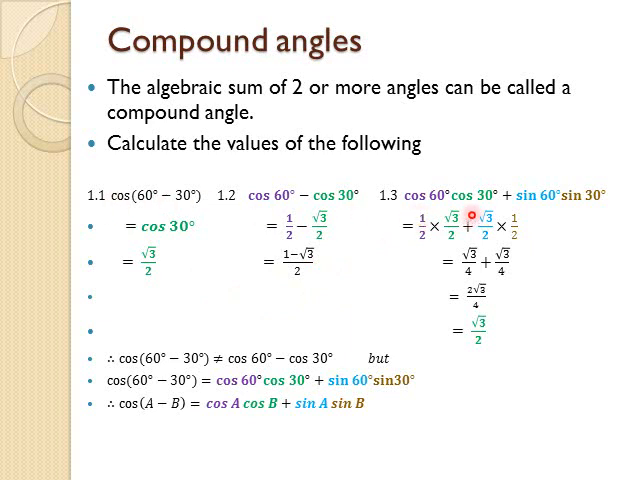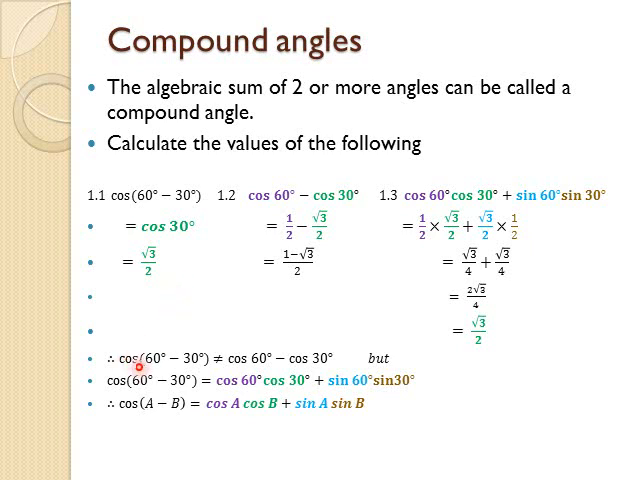If I say cos 60 cos 30 plus sin 60 sin 30, cos 60 is half, cos 30 is square root 3 over 2, sin 60 is square root 3 over 2, sin 30 is half. 1 times square root 3 gives me square root 3, 2 times 2 gives me 4, plus sign stays, square root 3 times 1 stays square root 3, 2 times 2 becomes 4. Square root 3 plus square root 3 gives me 2 square root 3 over 4, and 2 goes into 4 twice, right? So square root 3 over 2, the same as before.